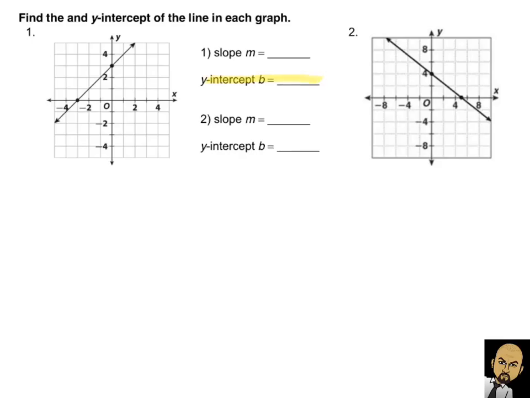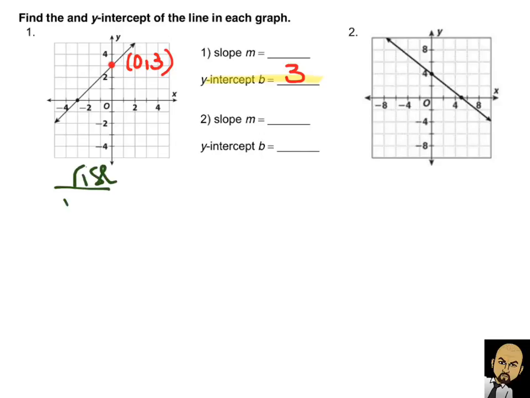So here's the graph. I've already highlighted the y-intercept, which is what we're trying to figure out, because we want to figure out the point where the line intersects the y-axis. As you can see on number 1, the point that the line intersects the y-axis is the ordered pair 0, positive 3, and so the y-intercept is going to be positive 3. Very simple. It's always going to be the y value when x equals 0.